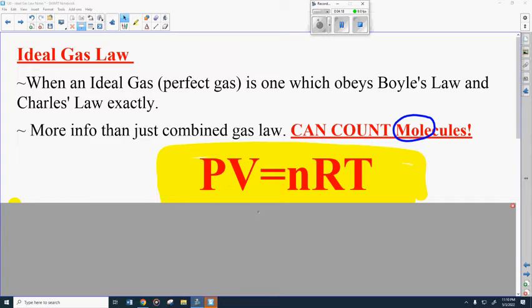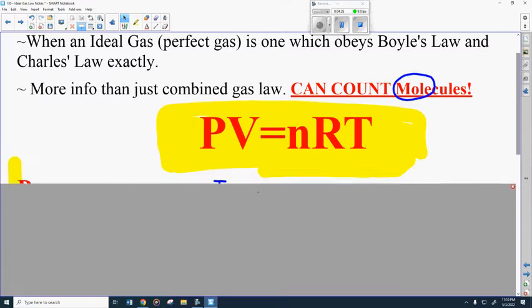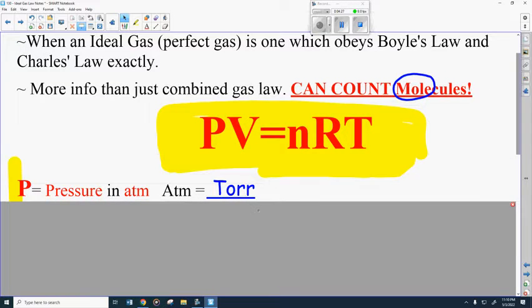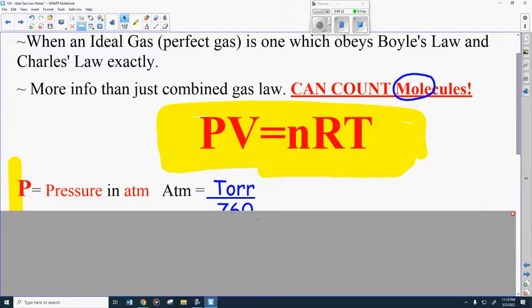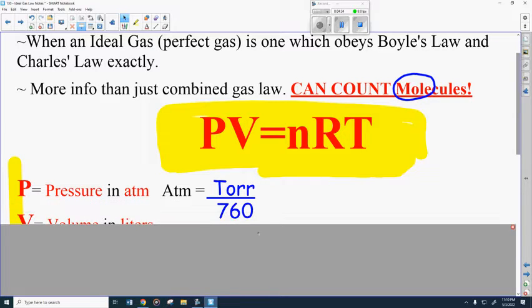so P, V, and T are all what you think they are. It's n and R that are the new ones. So let's go through each one of these. Pressure is the pressure in atmospheres. Okay, so it should be in atmospheres. Now we are going to learn that there is another unit for pressure. It is called torr.